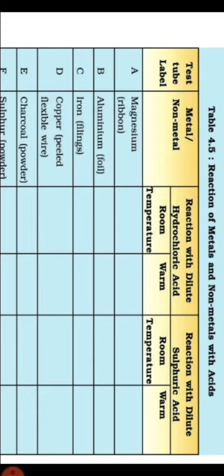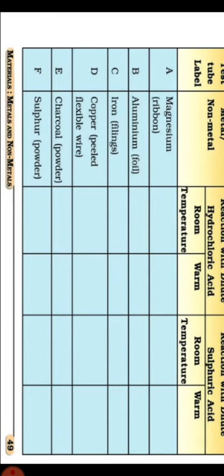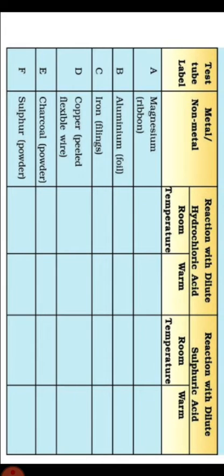In test tube D, we have taken copper. You see, no reaction takes place when we add dilute hydrochloric acid to test tube D. And when we warm it, we also observe that no reaction takes place in test tube D. Then in test tube E, we have taken charcoal, the main component of which is carbon, and carbon is a non-metal. So you see, no reaction takes place at room temperature. When we warm it, also no reaction takes place.